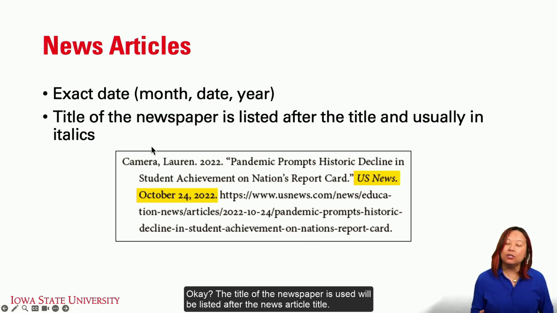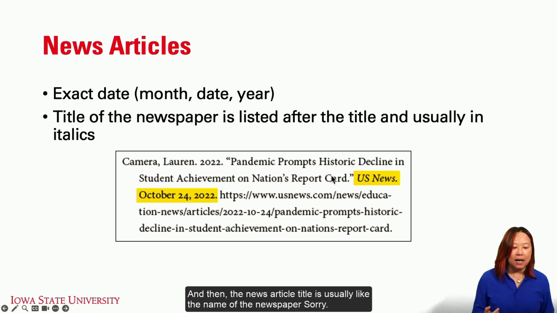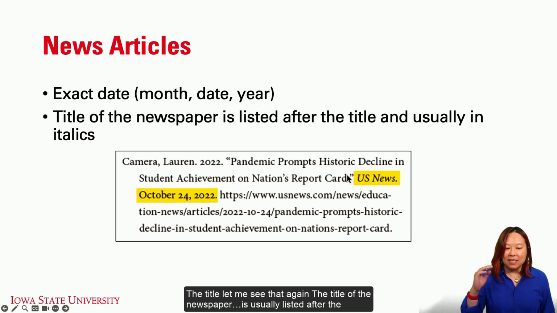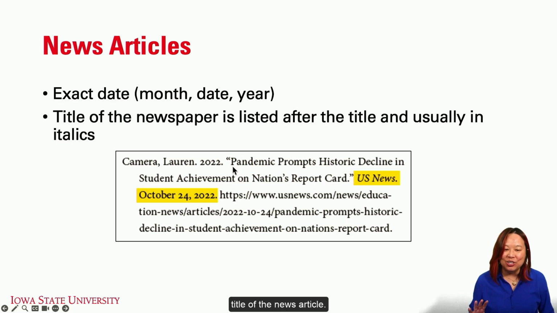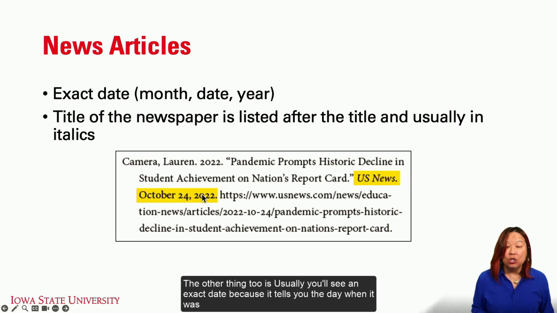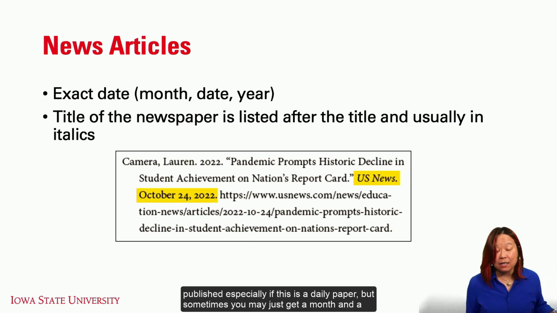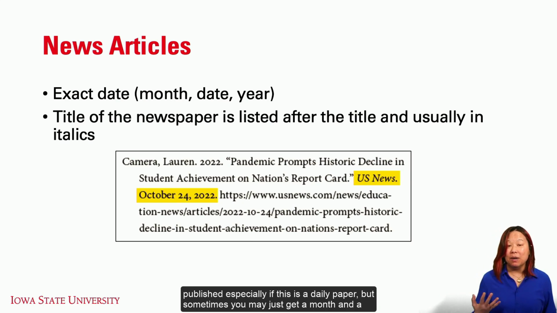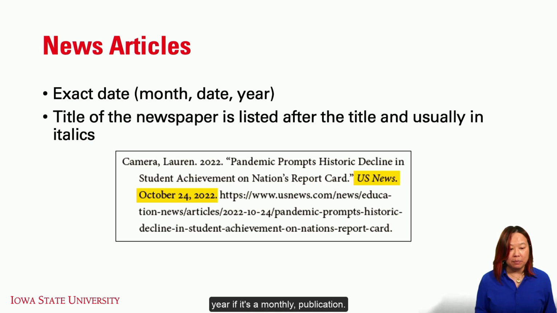The title of the newspaper is usually listed after the news article title, let me say that again. The title of the newspaper is usually listed after the title of the news article, okay? And the title of the newspaper is usually in italics, like I said, not always. The other thing too is usually you'll see an exact date because it tells you the day when it was published, especially if this is a daily paper. But sometimes you may just get a month and a year if it's a monthly publication.